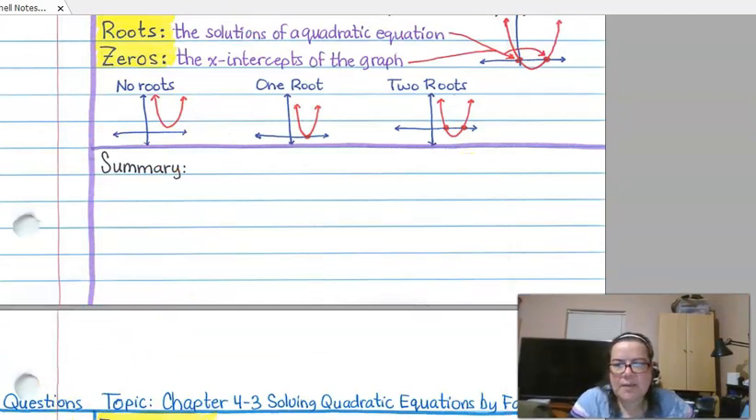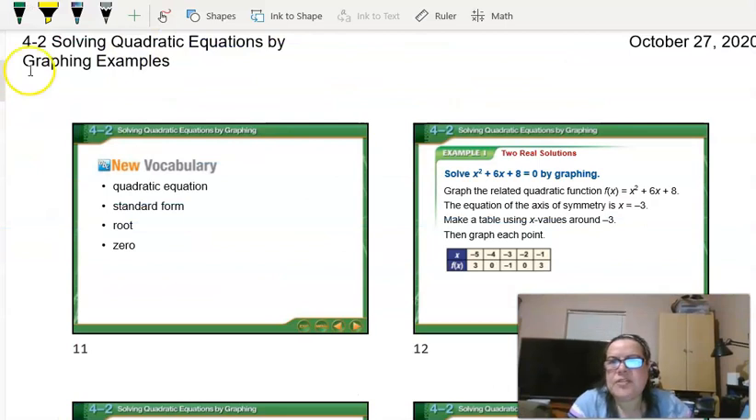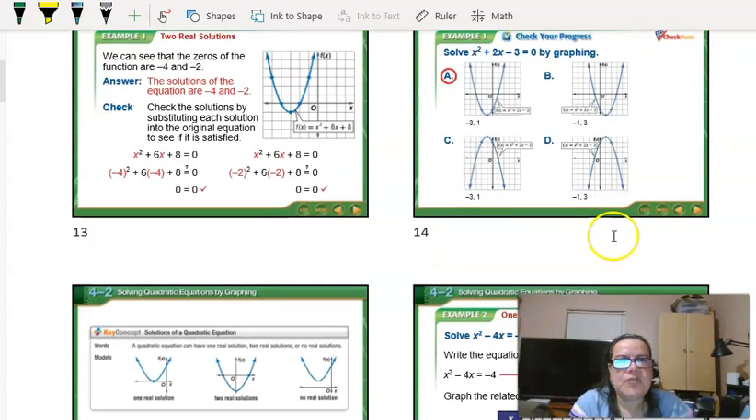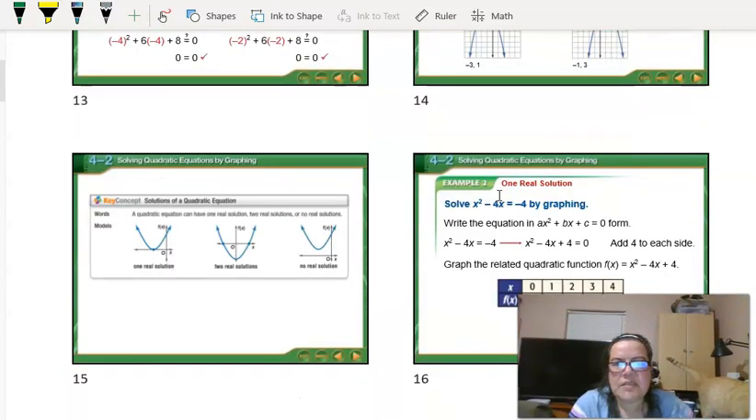So now let's look at your packet. If you notice, your packet for section 4.2, solving quadratic equations, has pretty much the same vocabulary that I listed for you. And then it gives you some equations of quadratics for you to graph. You can make a table and so on and so forth. So basically, it's a little bit of the same that we've done before, but now they've included those words such as zeros and roots. So those are those intersection points, the x-intercepts, that you're going to be looking for. And so that's just a little bit more practice.